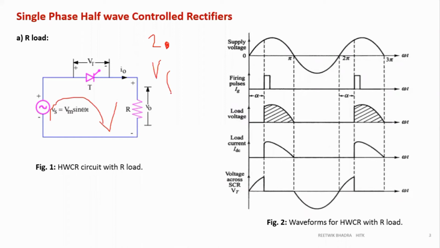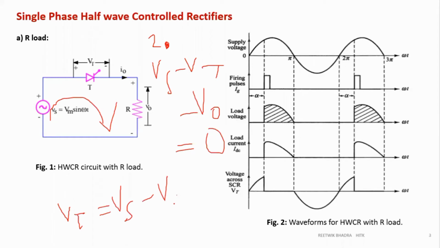What will I get? Vs minus Vt minus V naught is equal to 0. So Vt is equal to Vs minus V naught. Okay, this was what I was writing in the previous part also. What I wanted to show you is from this formula. This formula we applied in the first method also, and by putting each and every value at each and every instant, we got our Vt and plotted this.